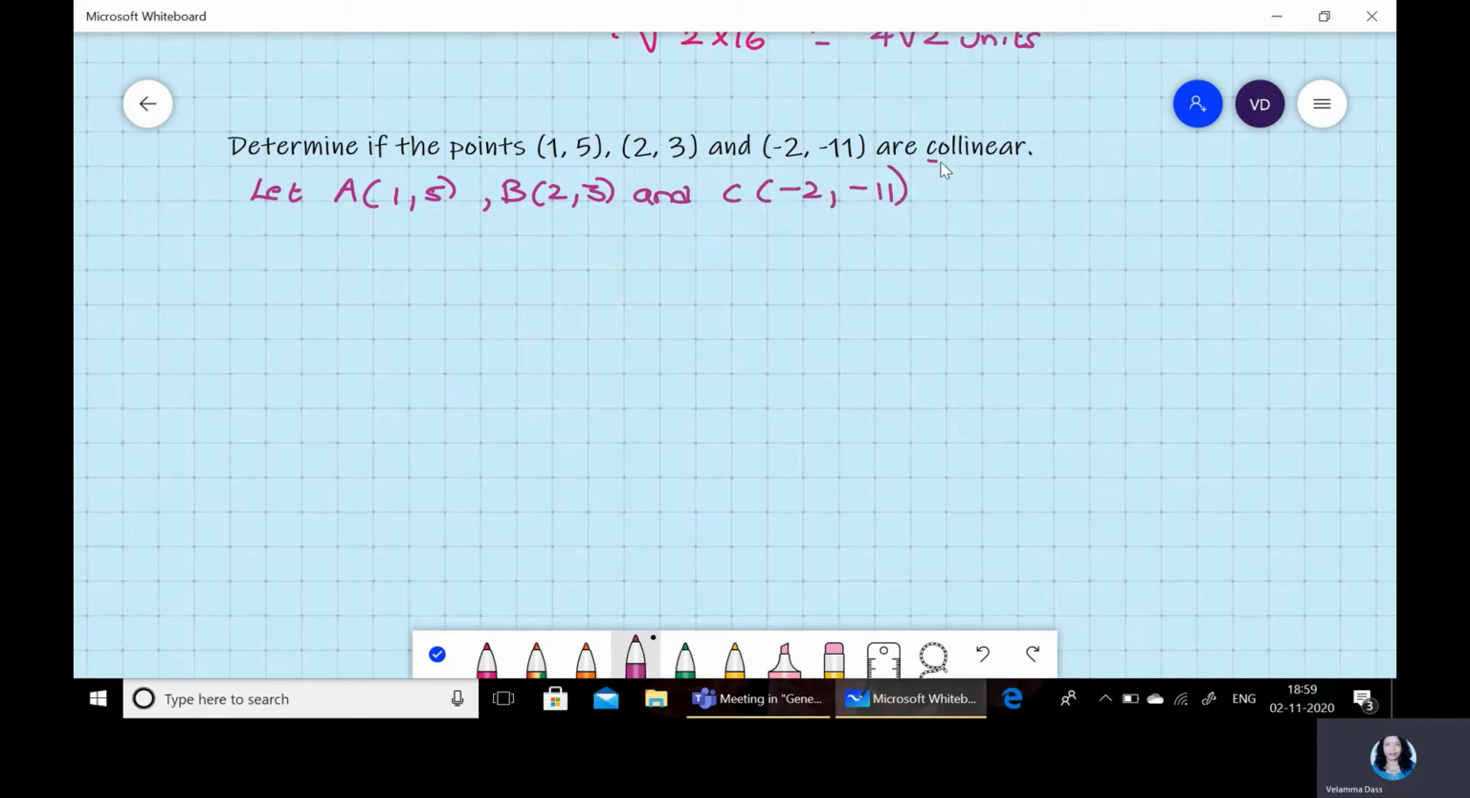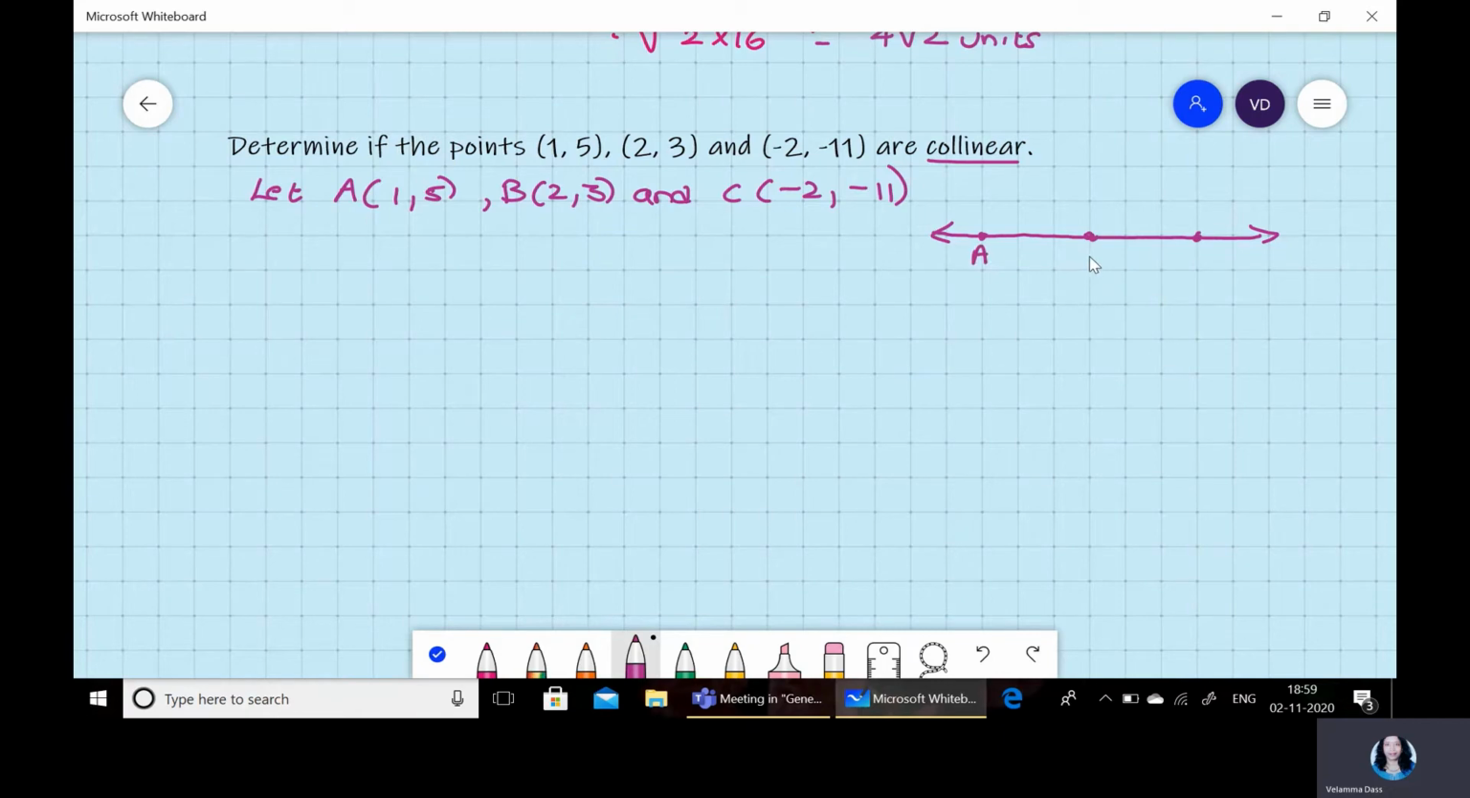Now, what do you mean by the word collinearity? If I want to find whether 3 points are collinear, we all know the definition: 2 or more points are said to be collinear if they lie on the same line. So if they lie on the same line, how do we find that?